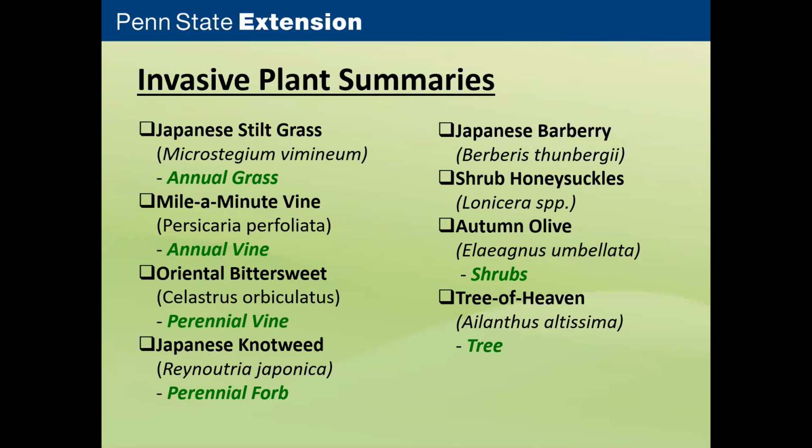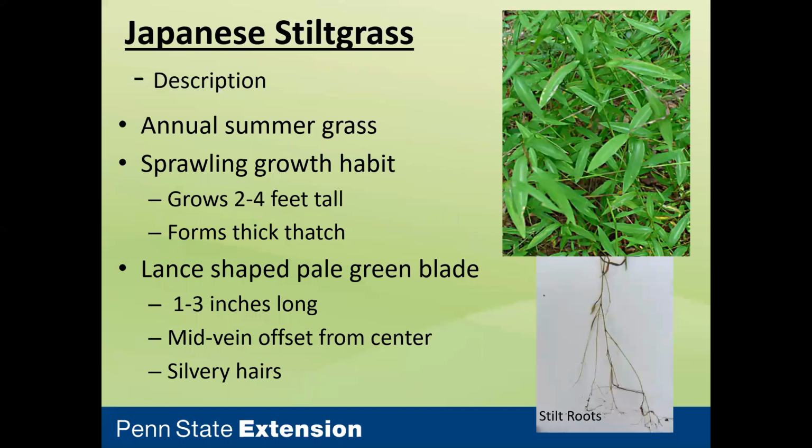So we're going to use this as kind of a starting point whenever you're dealing with some kind of plant that might be very similar to one of these as far as the control recommendations are concerned, because they're pretty much going to be the same. So Japanese stiltgrass, this is an annual summer grass, grows to 4 feet tall. It forms that thick thatch. I'll show you some images here.